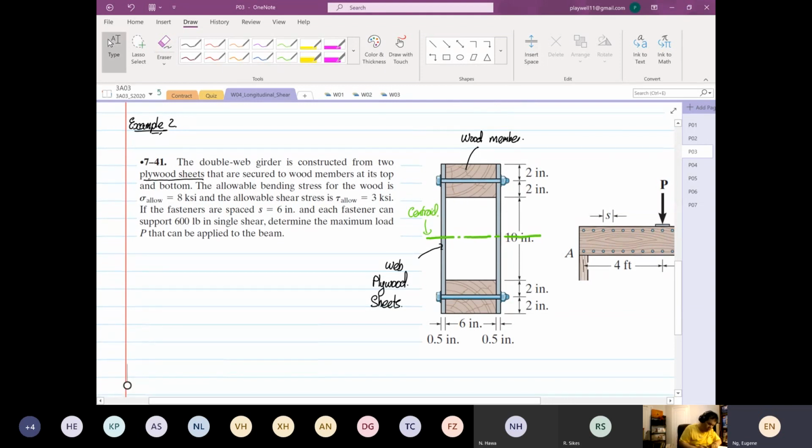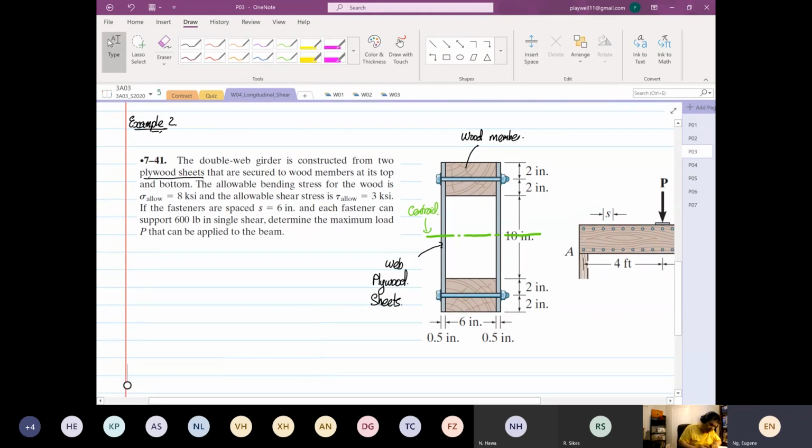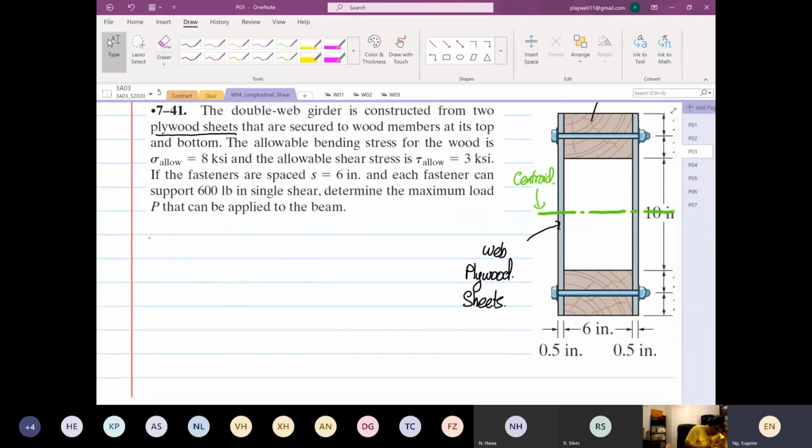Then the normal stress. So the allowable bending stress for the wood. So given that the allowable bending stress is equal to 8 times 10 to the power 3 psi, and the allowable shear is equal to 3 ksi.